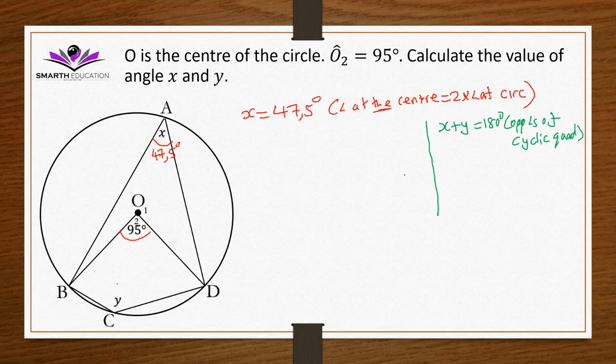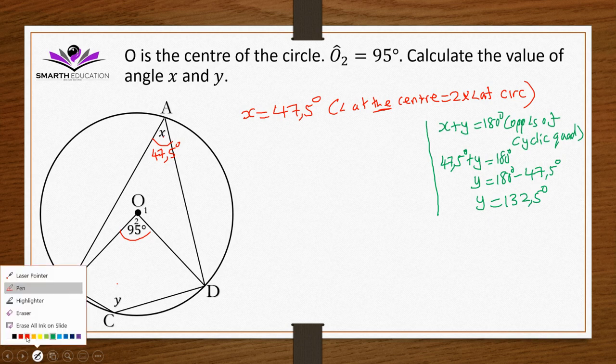Right, and then you say 47.5 degrees plus y is equal to 180 degrees. Then y is equal to 180 degrees minus 47.5 degrees. And then y is equal to 132.5 degrees. Do you see that? Then let's go back to our center theorems and see if we're going to get the same answer.